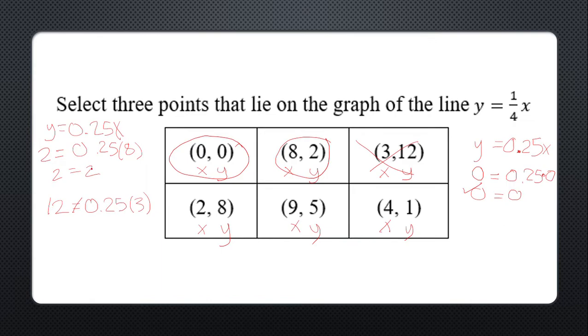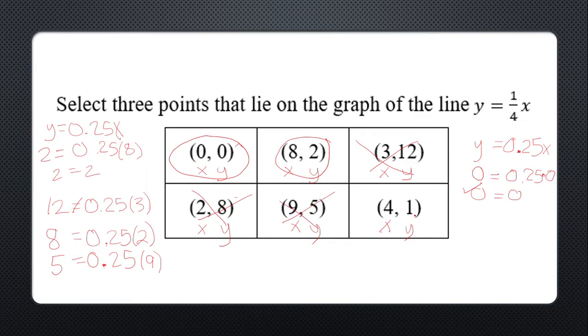The next one, y. So if I use the same equation, I'm going to substitute the 8 in for y. Does 8 equal 0.25 times 2? If I multiply that, is it going to work? No, it doesn't. So it's not this one. This one, let's check that one out. So this time my y is 5. I'm going to use the equation 0.25. Does that 25 hundredths, if I multiply that times 9, equal 5? No, that doesn't work either.